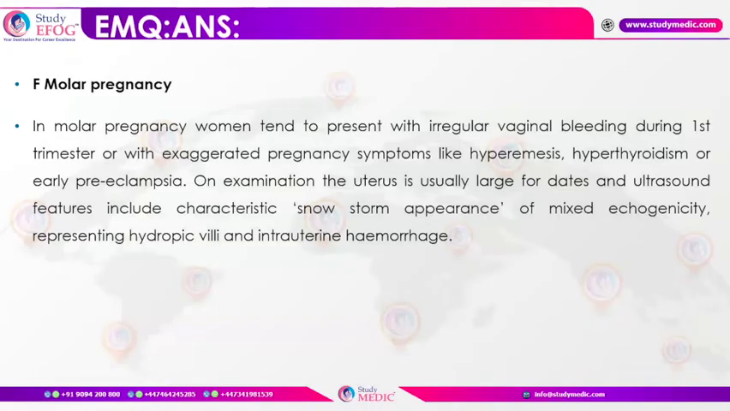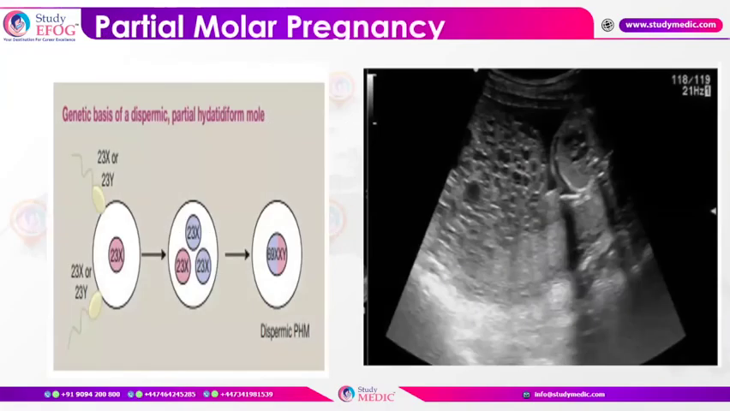In molar pregnancy, women tend to present with irregular vaginal bleeding during the first trimester or with exaggerated pregnancy symptoms like hyperemesis, hyperthyroidism, or preeclampsia. On examination, the uterus is usually large for dates, and ultrasound features include a characteristic snowstorm appearance of mixed echogenicity representing hydropic villi and intrauterine hemorrhage. So have a look now. We have this dispermic partial hydatidiform mole. This is the typical picture. Okay, and what is our basis of genetics?